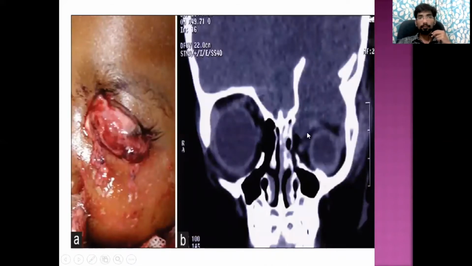So here is the fractured roof, involving upper eyelid trauma. It will cause orbital roof fracture. So if there is an orbital roof fracture, we should closely follow for any CSF leakage.